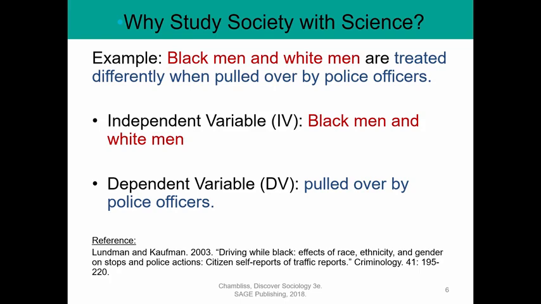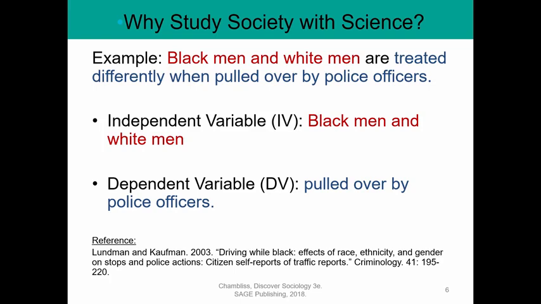What exactly do we mean by differently? Well, we would have to suss that out before really testing the hypothesis. That would happen later when we talk about the scientific method. But this is not a great, but an okay hypothesis, right? So the independent variable: if you are black, you are treated one way, the dependent variable. If you are white, the independent variable, you are treated another way, the dependent variable, right? Being black or white causes how you are treated.